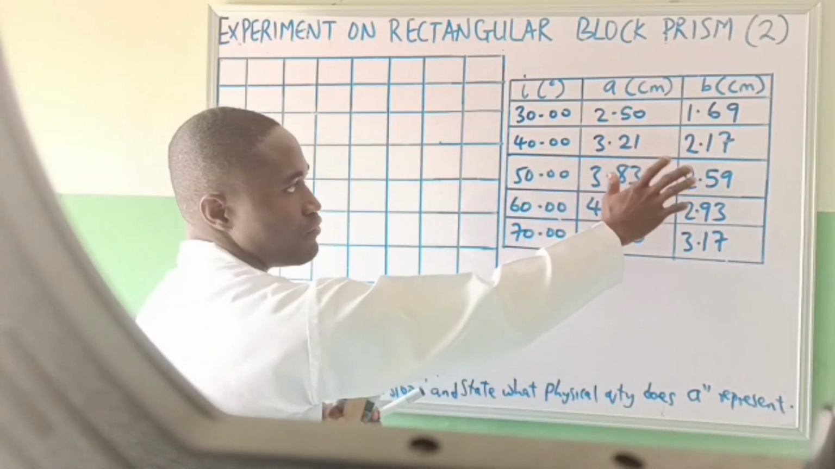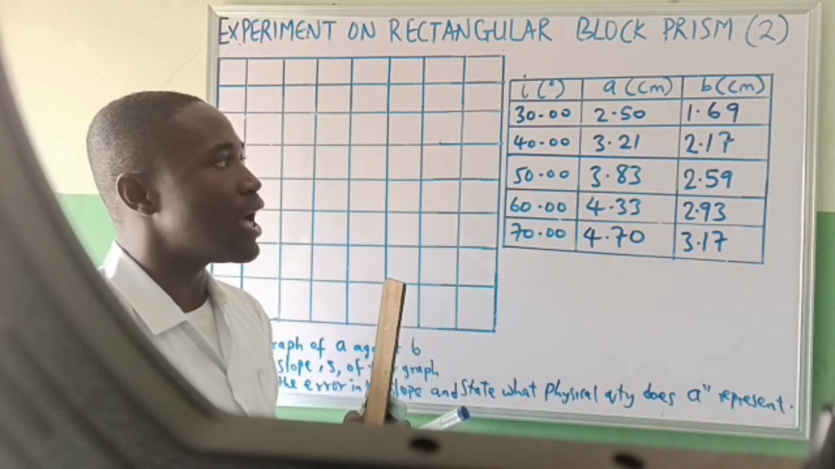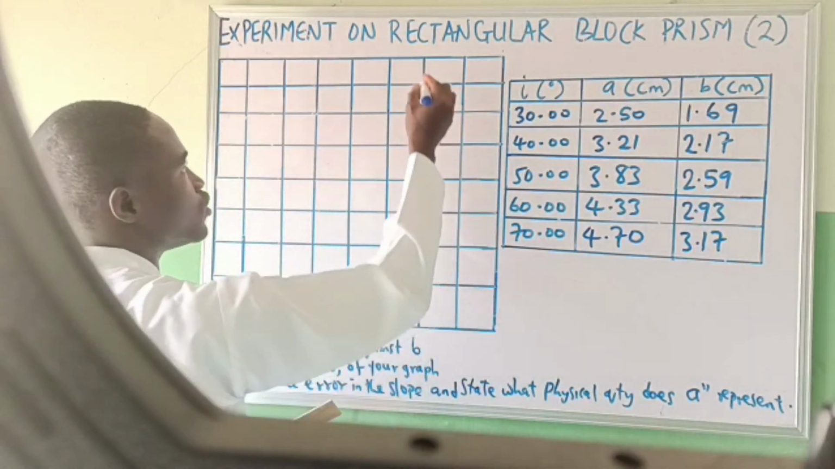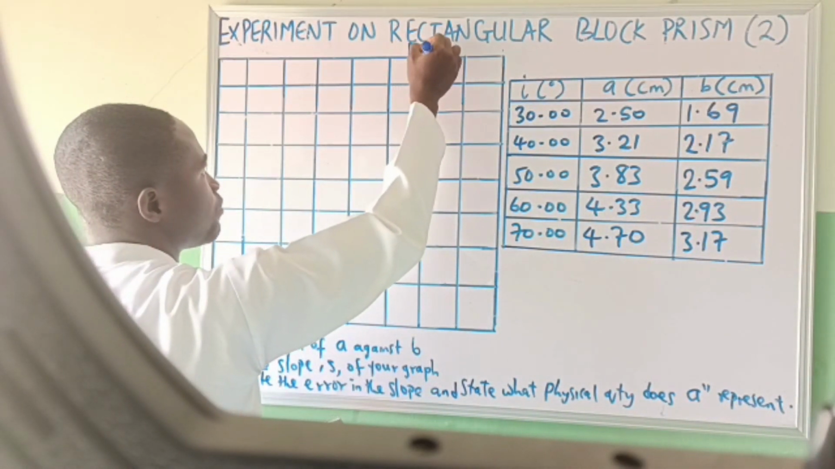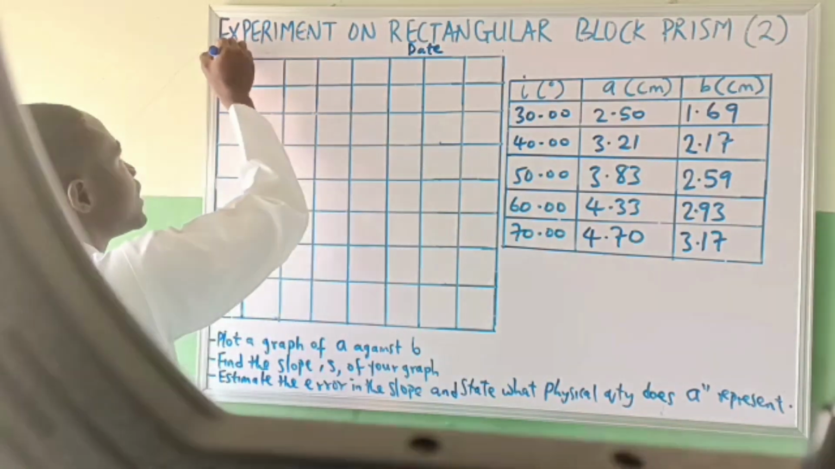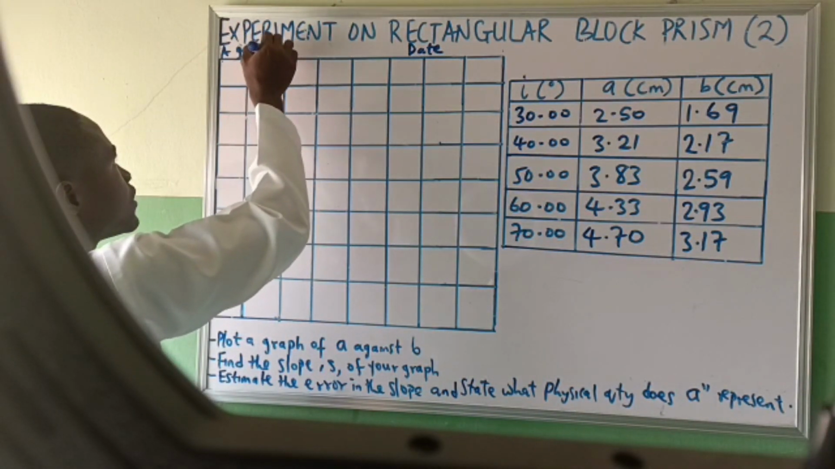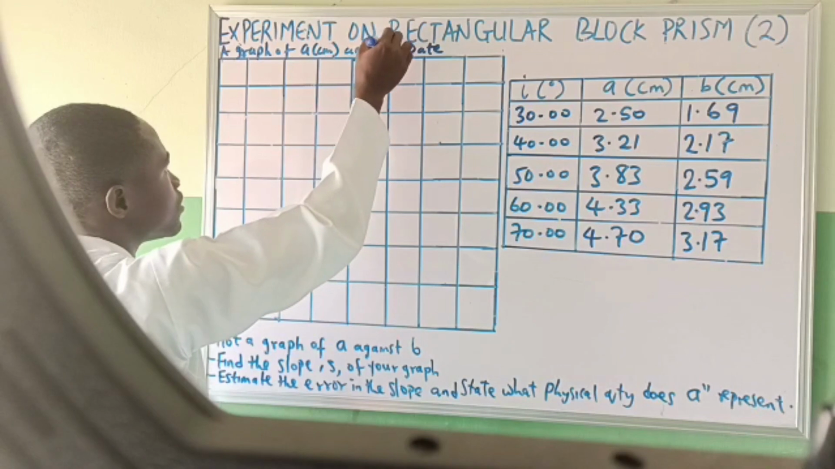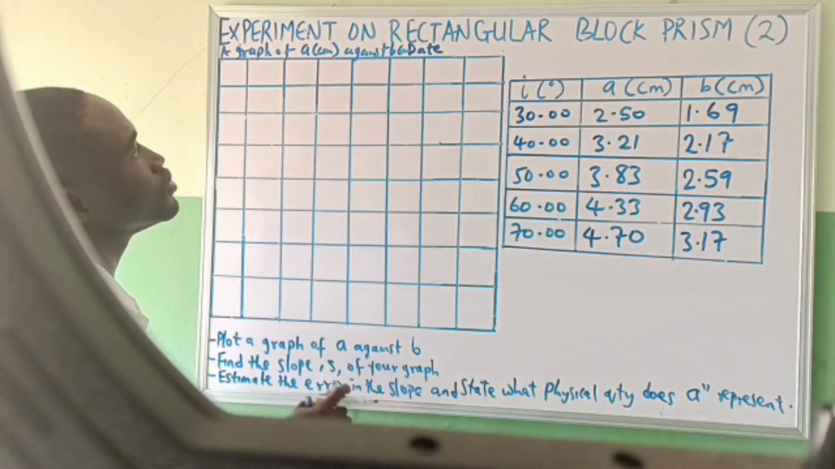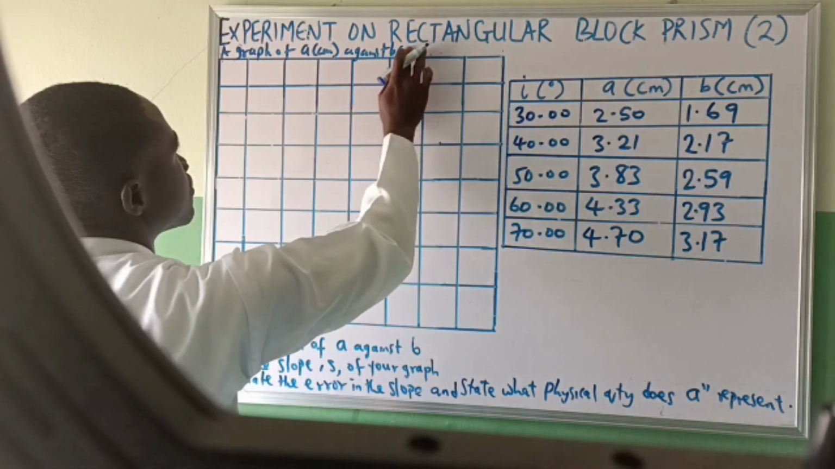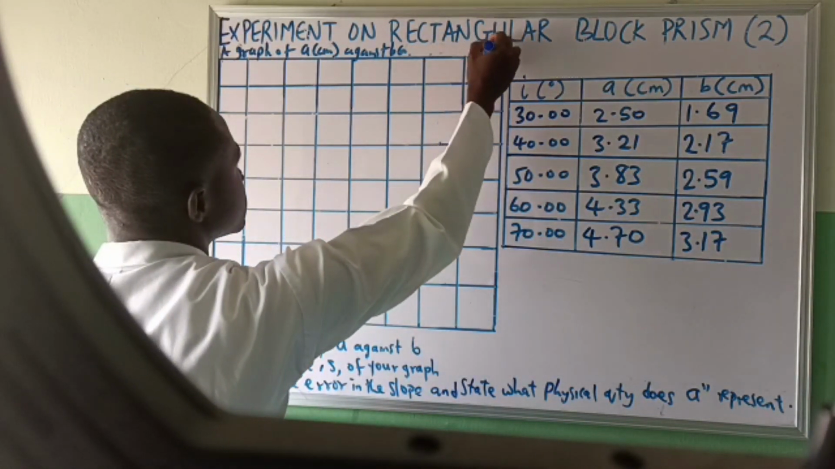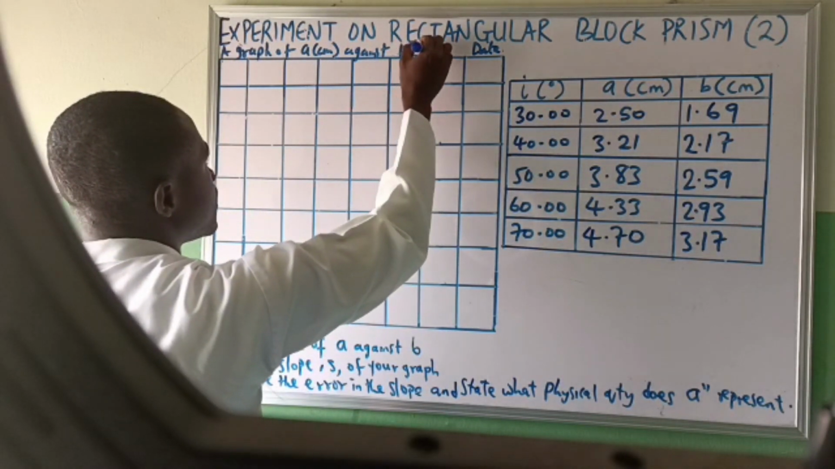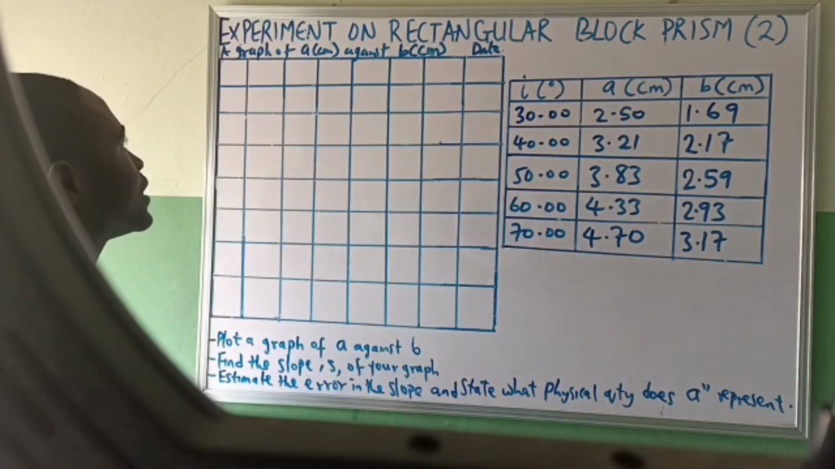We have gotten our readings from the video before now. I want to see how to plot the graph. Now, before you do the graph plotting, please note that here you have to put your date, then say a graph of A in cm against B in cm. After you put your date, say graph of A in cm against B in cm. Very important.